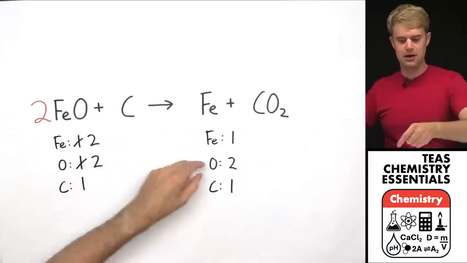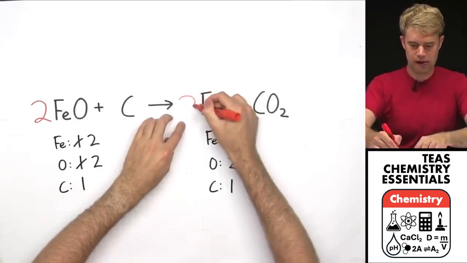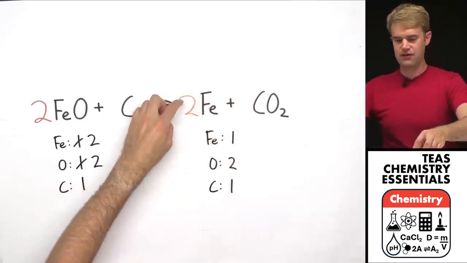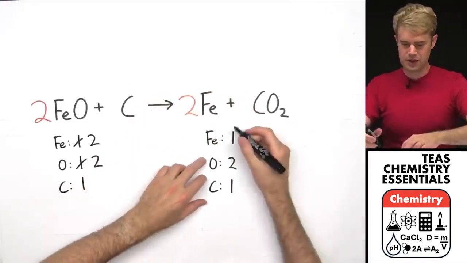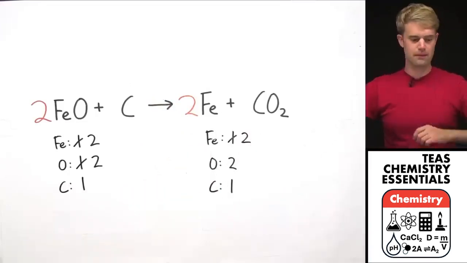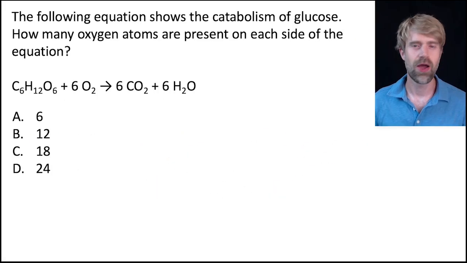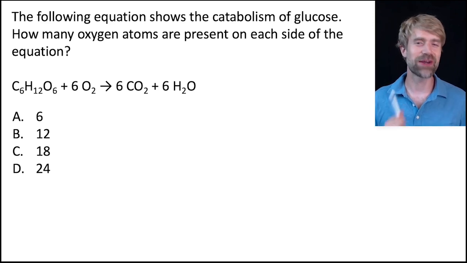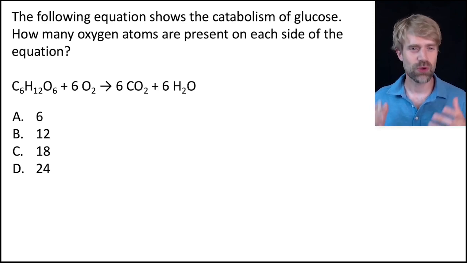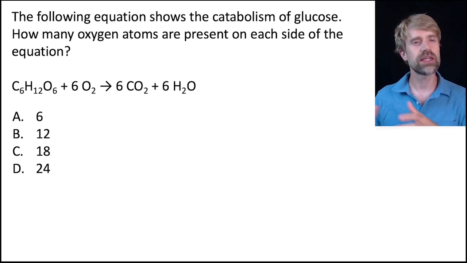So the next thing I'm going to do is put a 2 in front of this Fe there. So now instead of having 1, I have 2 of them. Now I have 2, 2, 1. It balances. All right, so now that I've gotten a little bit older, let's work through the type of questions that you'll see on the TEAS.